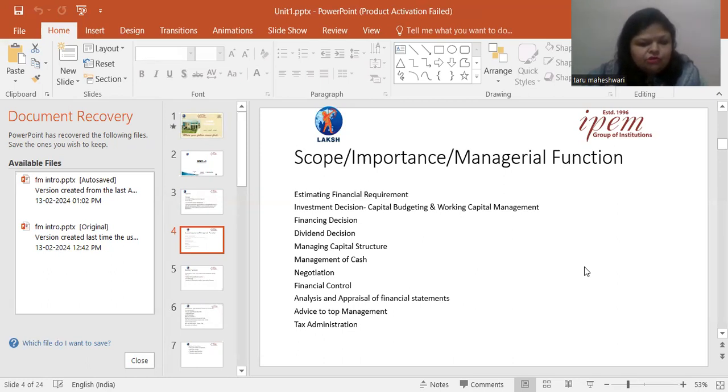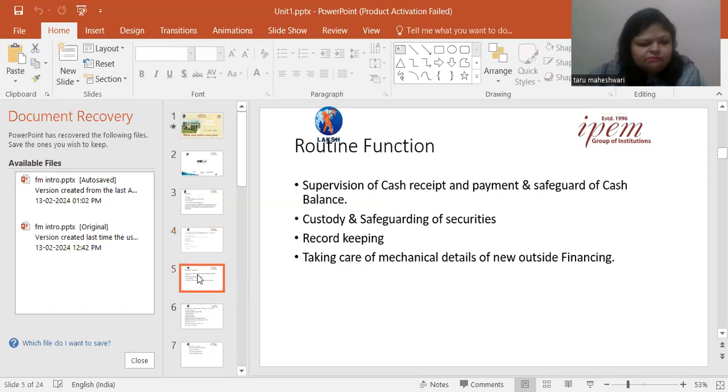It means the company should not make its margin high if the tax is reduced, but the benefit is to be passed to the consumer. It is not to be passed to the consumer at a high cost. So tax administration is also one of the concern areas of the finance manager, and of the importance of financial management.